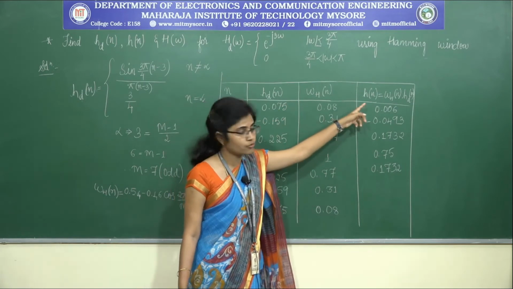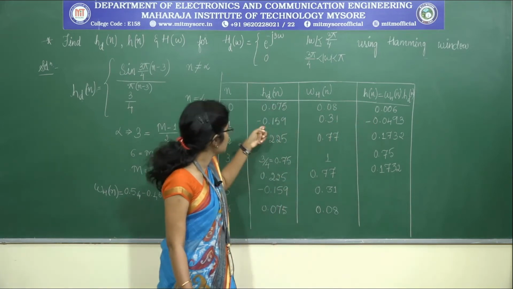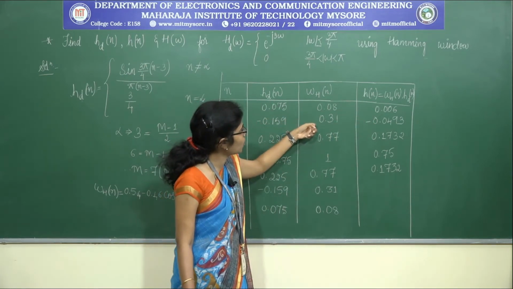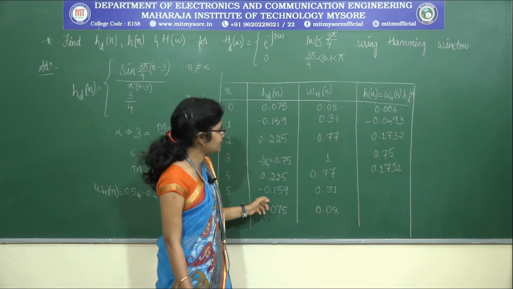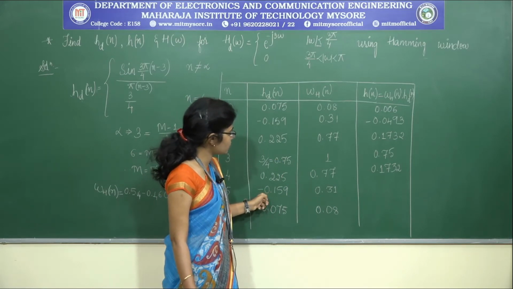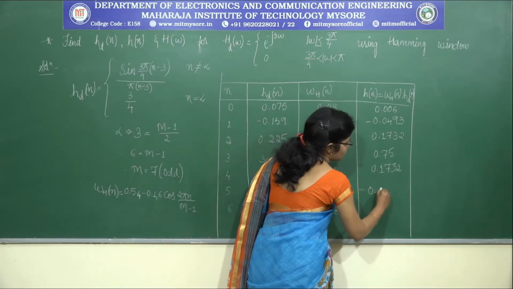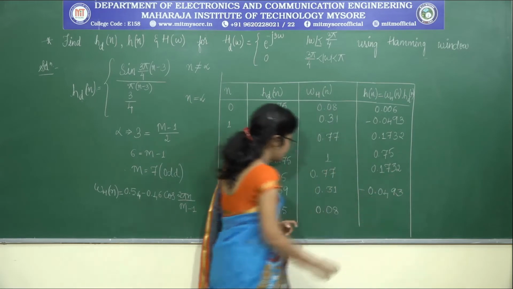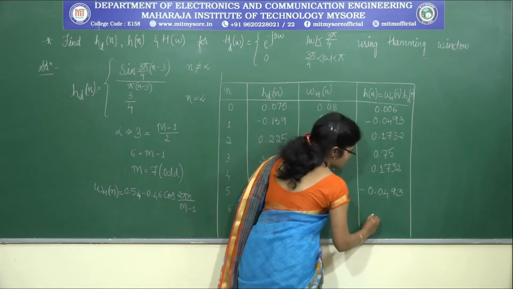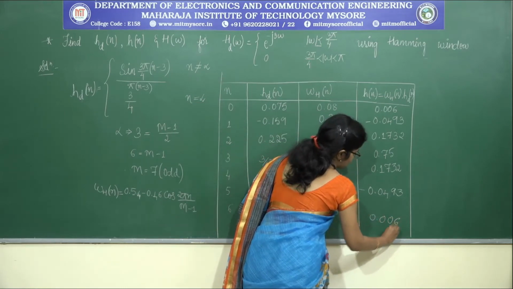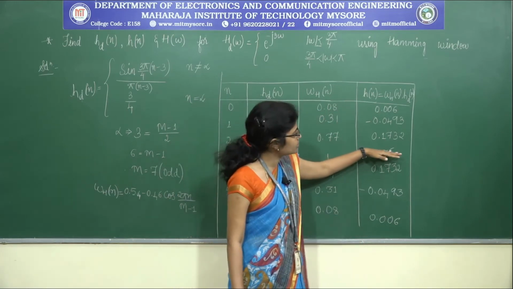Now, in order to find out h of n, what I need to do? Multiply these two gives us the first value of h of n. Similarly, hd of 1 with omega h of 1 gives us h of n. Similarly, until here. Now, if I multiply minus 0.159 with 0.31, it gives us minus 0.0493. Similarly, multiplying 0.075 with 0.08 gives us 0.006.